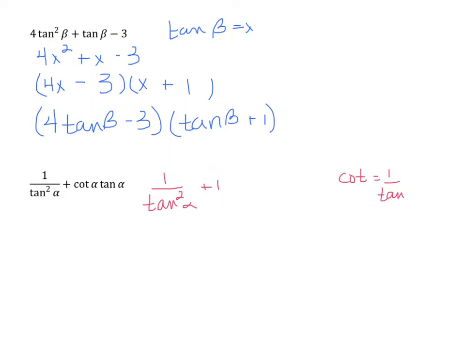From here, what I recommend in this case is to rewrite 1 over tangent squared as cotangent squared. Now I should be able to go to my Pythagorean identities and see that cotangent squared plus 1 is really equal to cosecant squared.